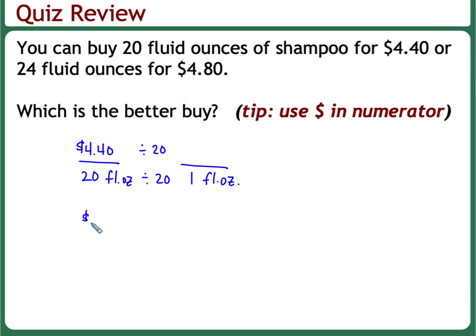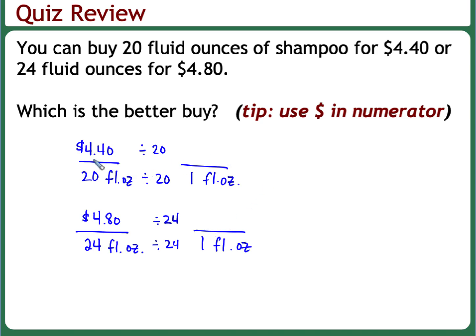And then if I have to pay $4.80 for 24 fluid ounces, well, if we divide by 24, then we can figure out how much it would cost for 1 fluid ounce for that scenario. So give that a try, and then whatever one is less expensive is going to be the better buy.